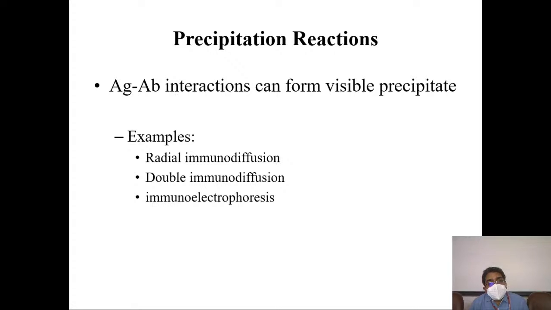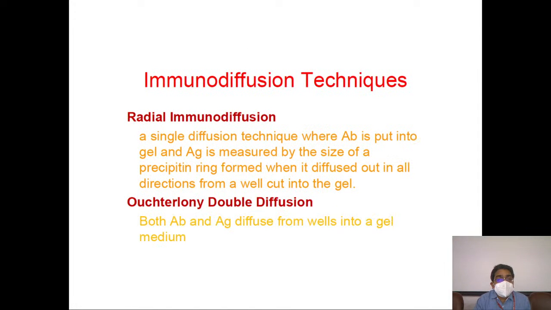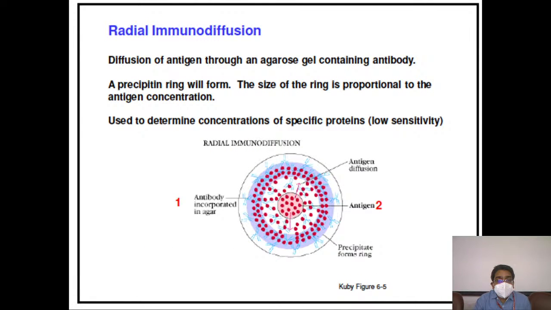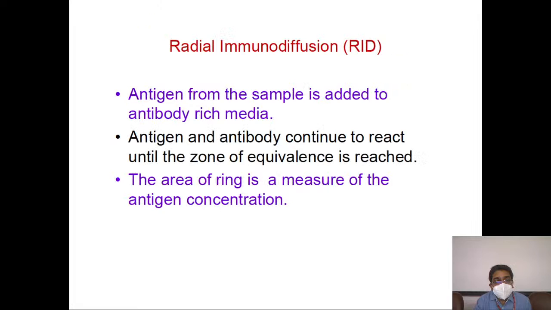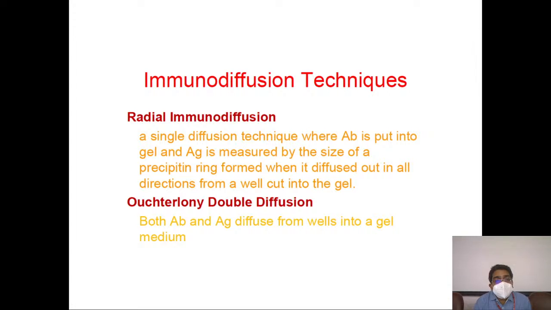Precipitation reaction: antigen antibody interaction can form visible precipitate. The characteristic examples are radial immunodiffusion, double immunodiffusion, and immunoelectrophoresis. We will see these immunodiffusion techniques through the diagrams. That could be radial immunodiffusion. This is the characteristic example. We will talk about it. We can go through some slides.